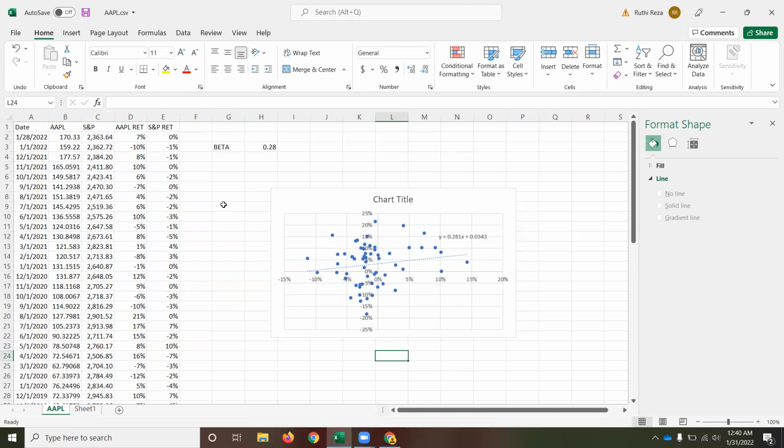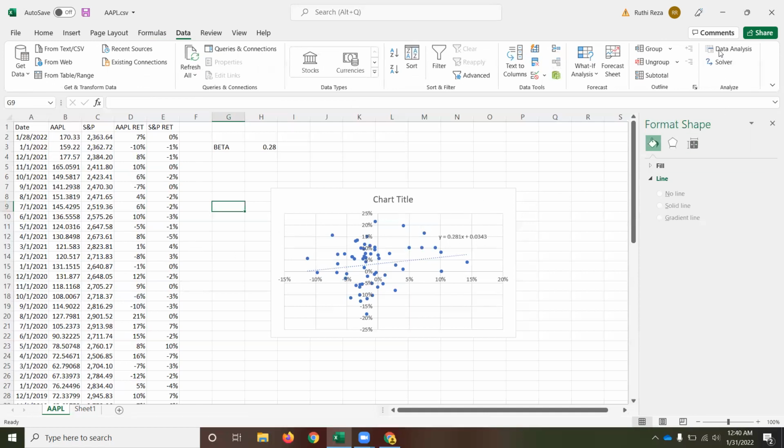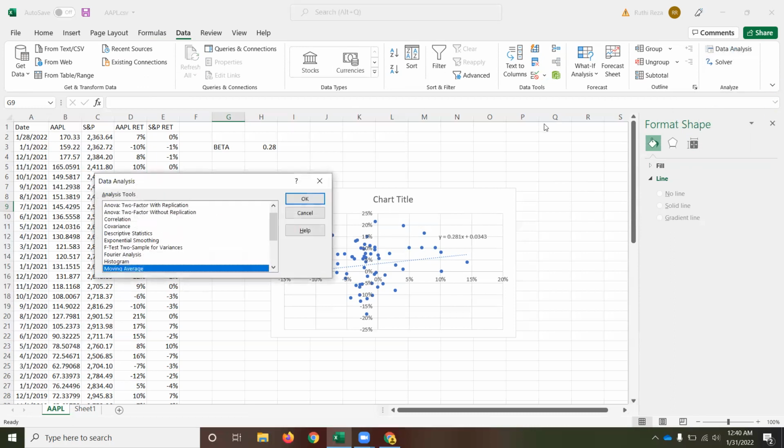All right. Next, we are going to run a real regression, and then we are going to find the slope. Okay. To do so, go to your data section, and from there, find your data analysis. And then from the data analysis menu, choose regression.